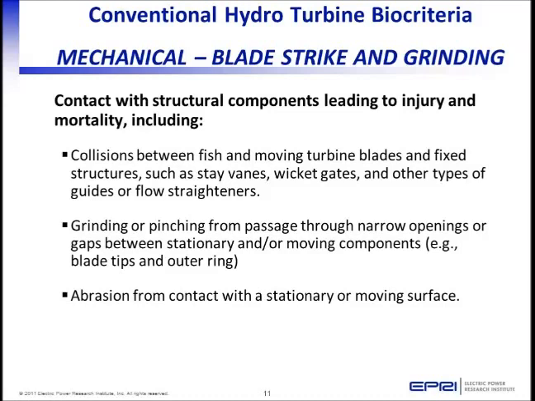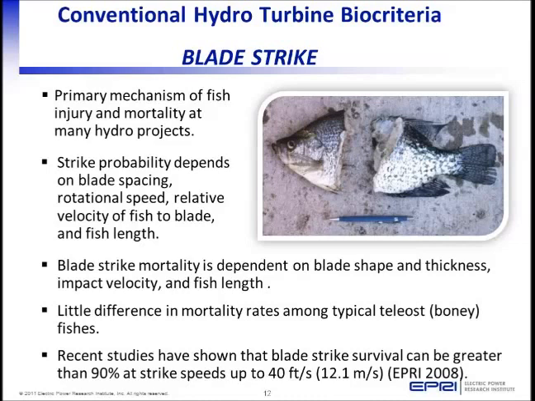Blade strike is a major mechanism for fish injury and mortality. It depends on things such as the blade spacing, the rotational speed, the velocity of the fish relative to the blade, and fish length. Strike mortality is dependent upon the shape of the blade as well as its thickness and the velocity with which the fish and the blade contact each other, as well as fish length. And we'll see this more in a little bit.